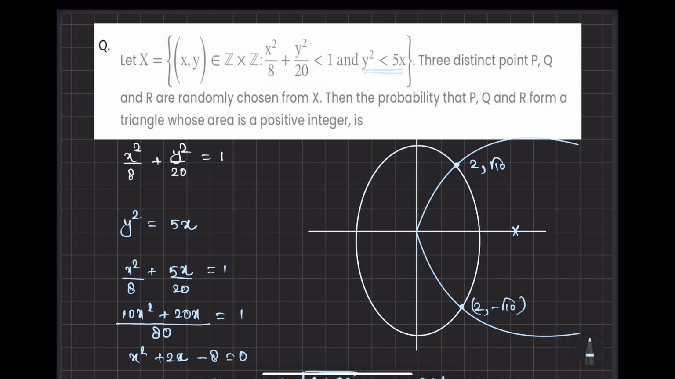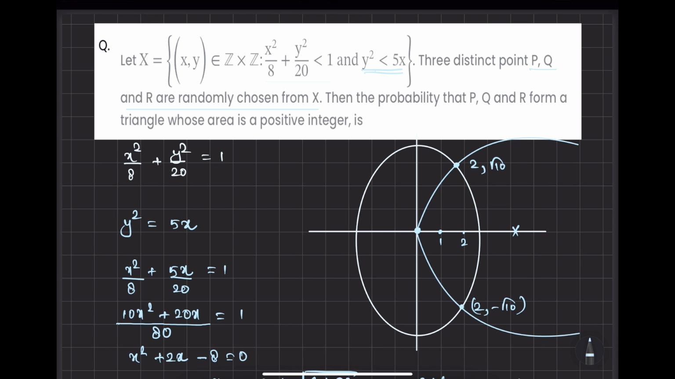Okay. Now be super slow. 3 distinct points P, Q and R randomly chosen from X. So we have to focus on integers inside this region. Okay, let's try to calculate. So 0 comma 0 is not inside the curve, because it is less than, it is not equality, so we cannot consider 0. So we will consider 1, we will consider 2.